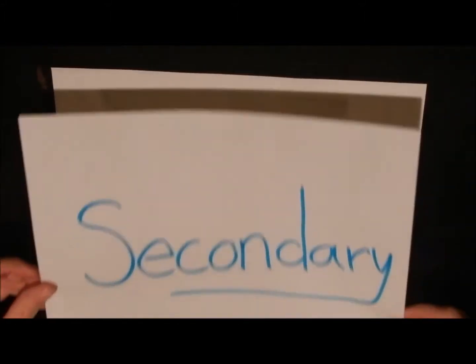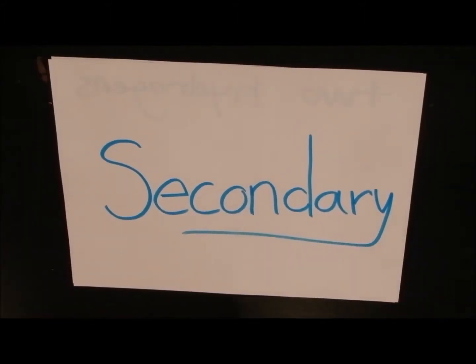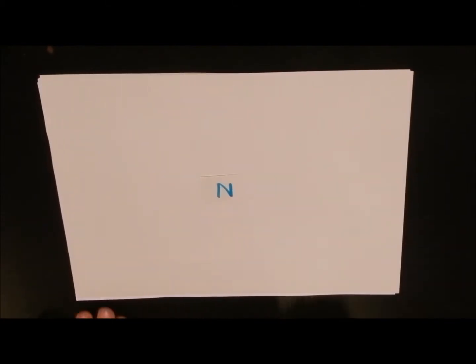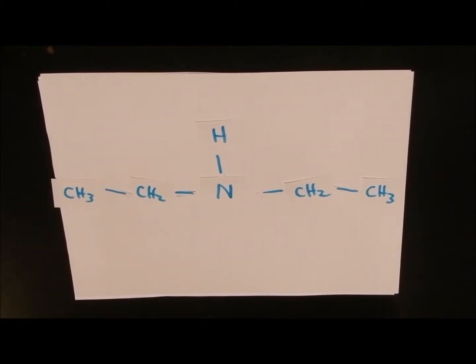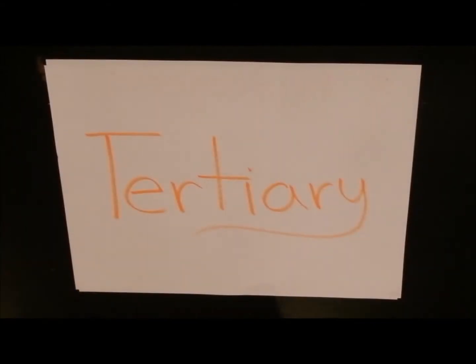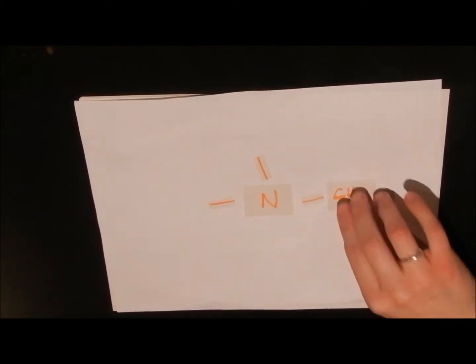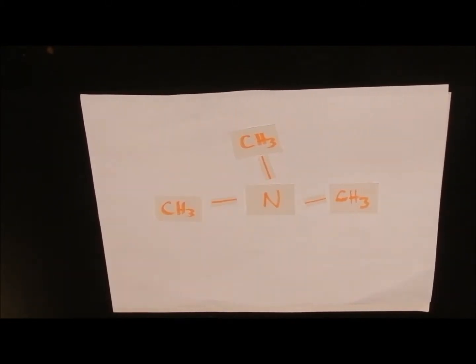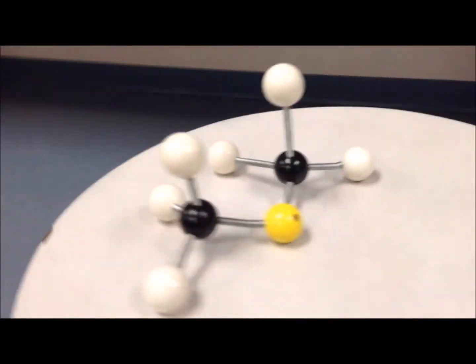For secondary amines, the nitrogen group will be attached to 2 carboxyl groups and 1 hydrogen. This is a model of a simple secondary amine. For tertiary amines, the nitrogen group will be attached to 3 carboxyl groups and no hydrogens. This is a model of a simple tertiary amine.